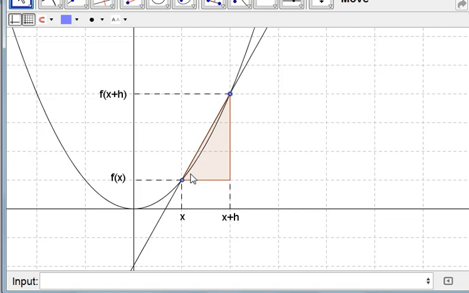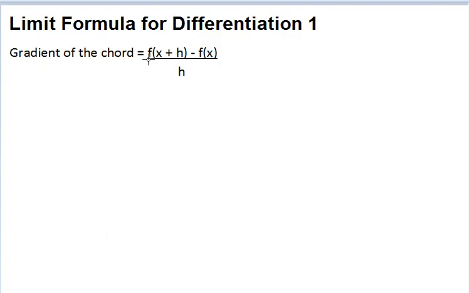Of course, now that I've defined a new point, I can find the gradient of this line, this chord. The chord is a line that touches the curve in 2 places. If you remember, in the last video, I talked about a tangent, which is a line that only touches the curve at 1 place. To find the gradient of this chord is quite easy, because I can just do the rise divided by the run. The rise in this case is f of x plus h, take away f of x, that's this distance here. And the run is of course h. So the gradient of this chord is simply f of x plus h minus f of x over h, the rise divided by the run.